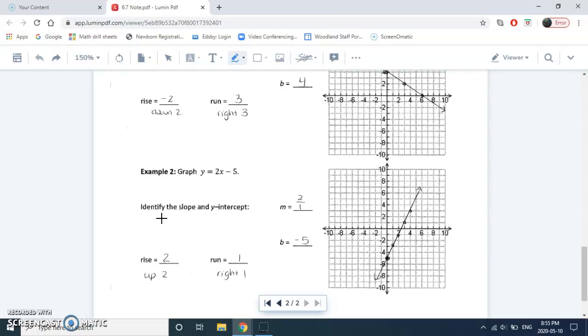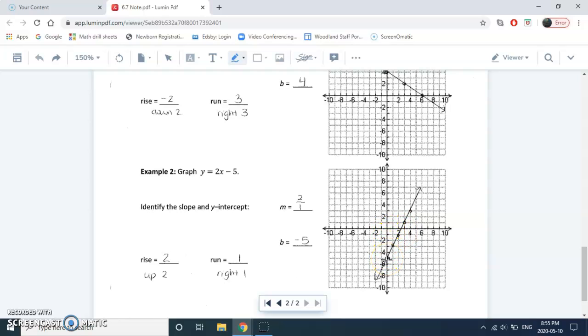Next graph, we have y equals 2x minus 5. Again, the first thing you always need to do is identify the slope and y-intercept. So m equals 2 over 1. Notice how that is a whole number. So when we are writing out our slope, we do want to write it out as 2 over 1. And our y-intercept, b, is -5. So right off the bat, we know we've got to go to -5. We've got our x-axis and our y-axis. So x equals 0. We're going to go down to -5.